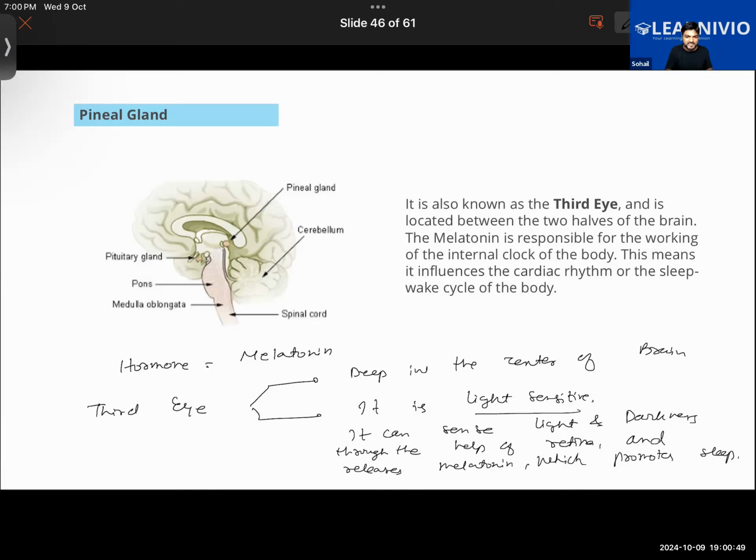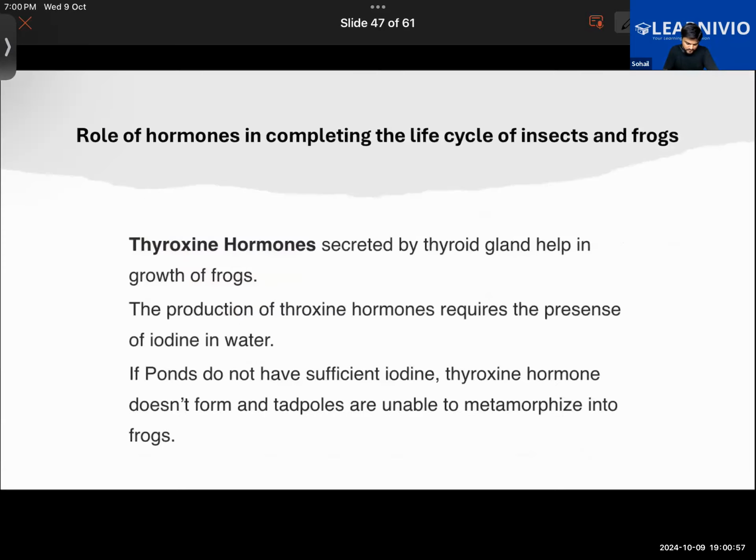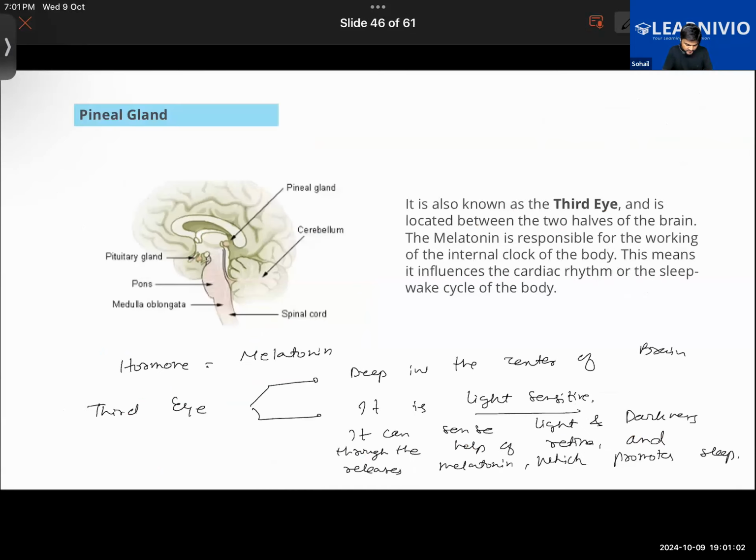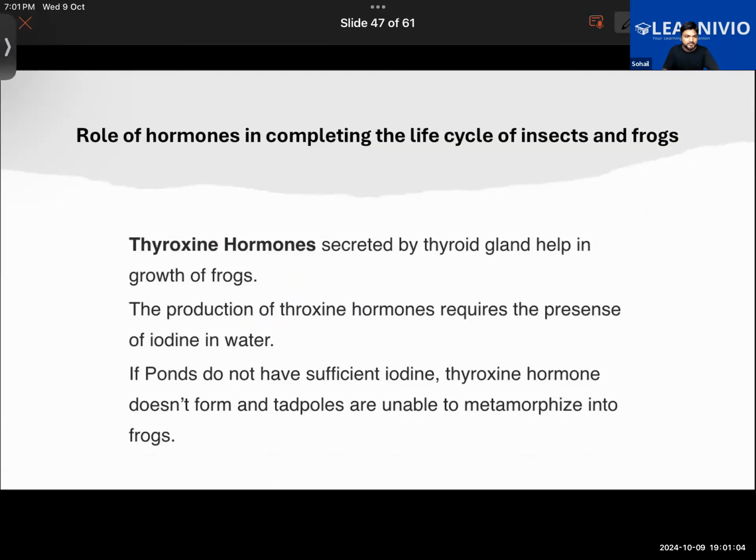So I hope this pineal gland is clear to everyone. Any questions from this? Okay then. Before we continue, you guys answer a few questions from parathyroid and pineal gland.